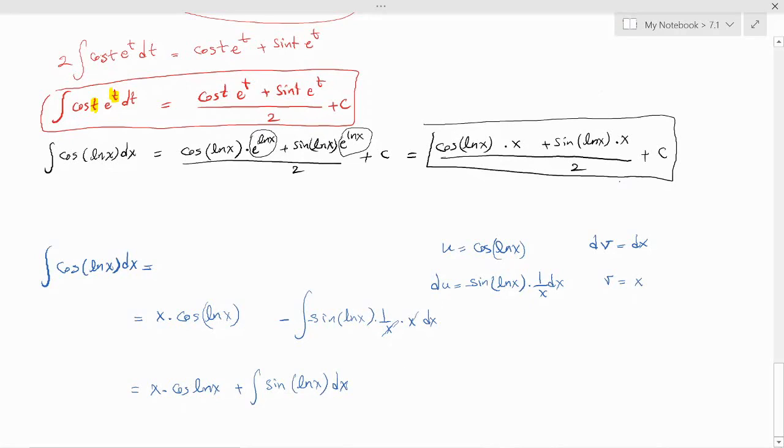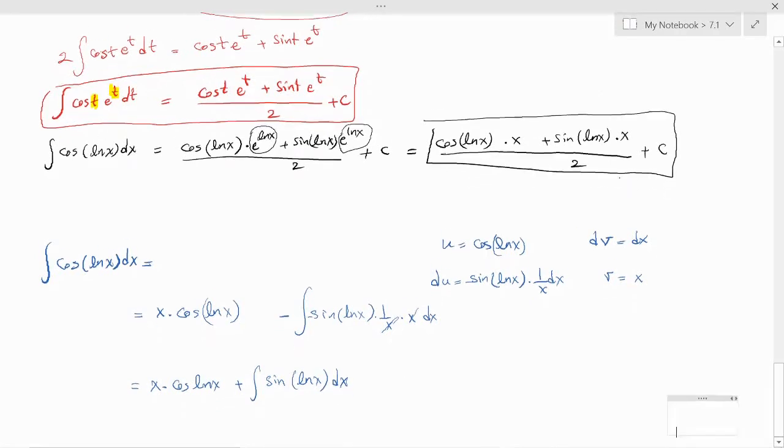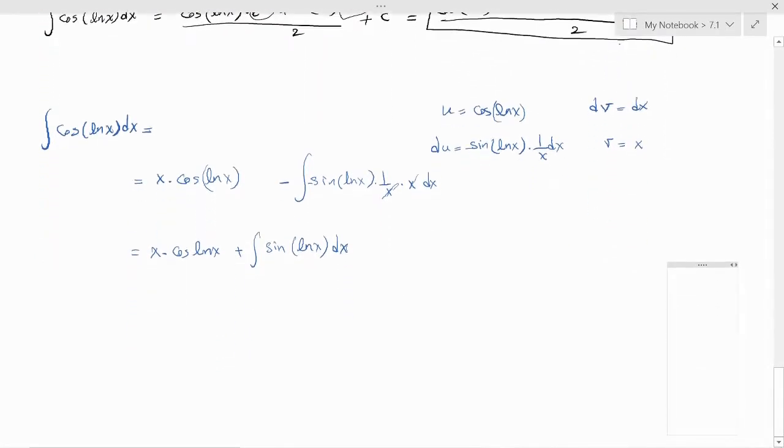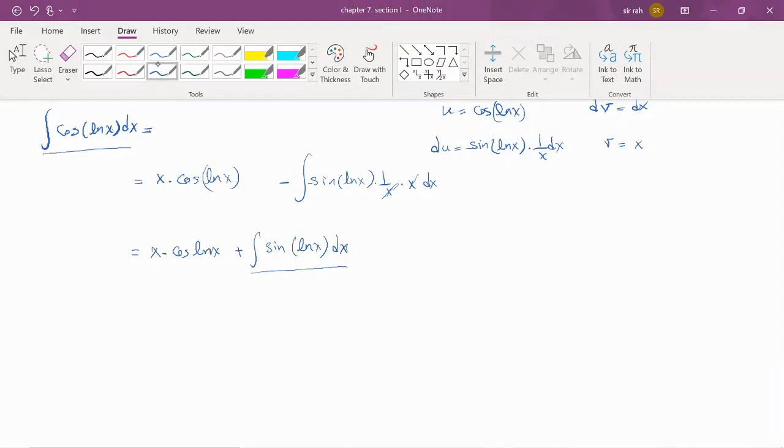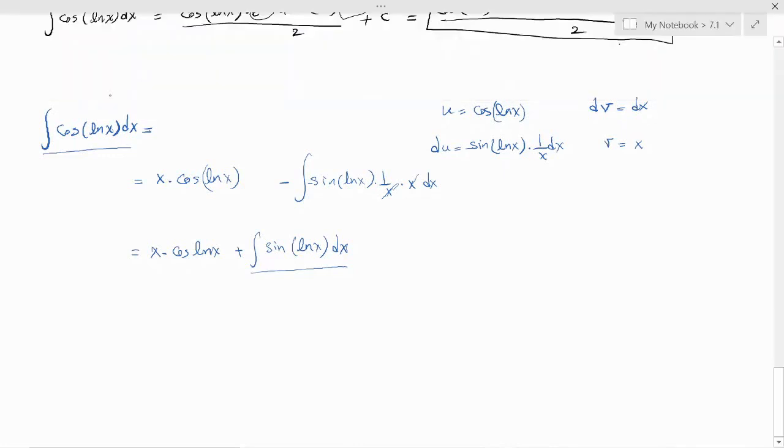Again, you notice something. You notice that we started with cosine ln x, and where we ended up is the integral of sine ln x, which means there is a similarity between these two. So if you apply integration by parts again, you would probably end up with cosine ln x somewhere. So let's do that again.